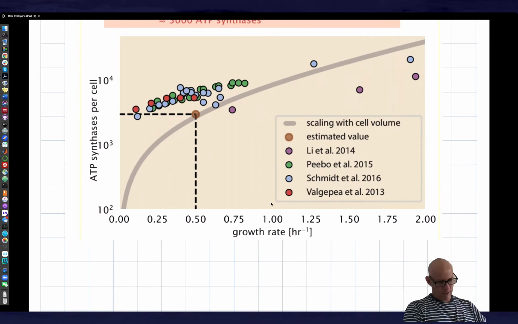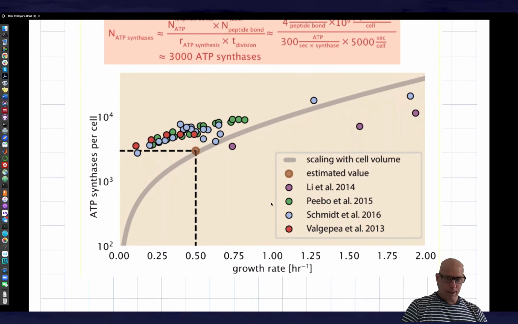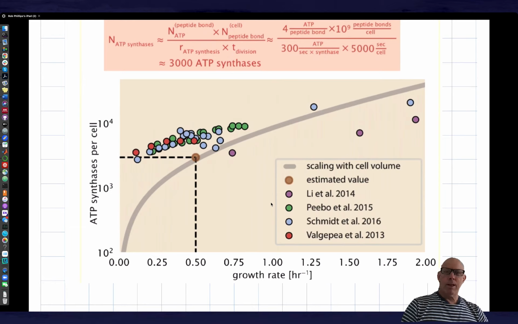And what you see is the trends as a function of growth rate. What do I mean by that? Well, the number of ATP synthases in the cell, as measured by both ribosomal profiling and by mass spec, is an increasing function of the growth rate. So the faster the cells are growing, the more ATP synthases per cell that you will find, not surprisingly. And so once again, this forms a very coherent picture. It's coherent in the following sense.